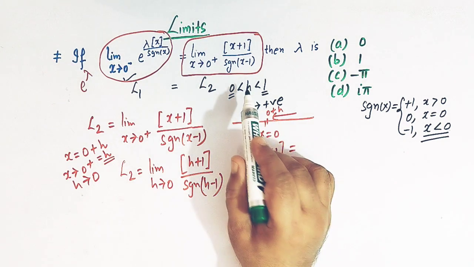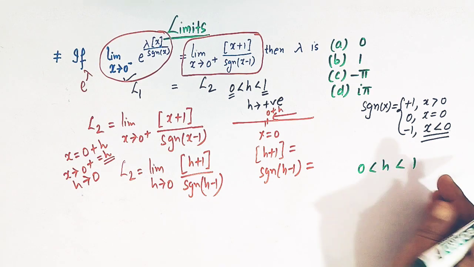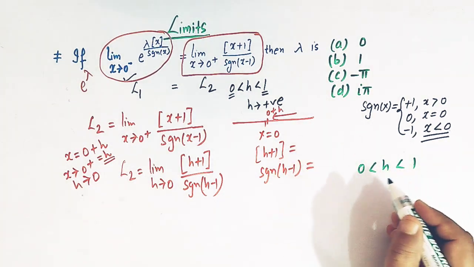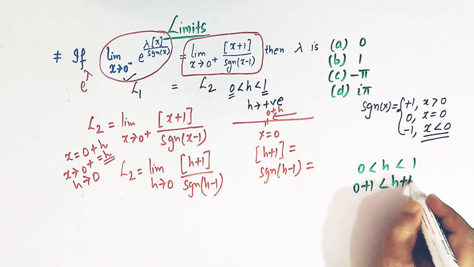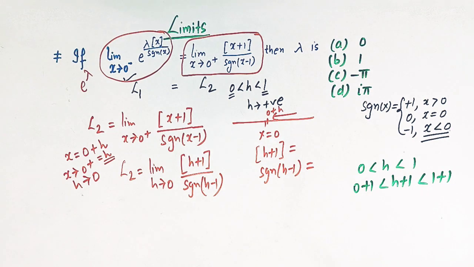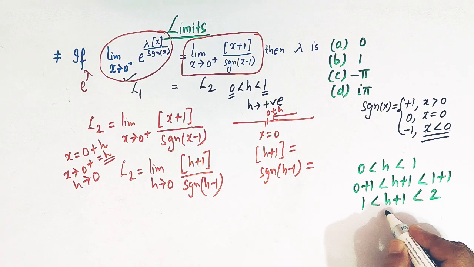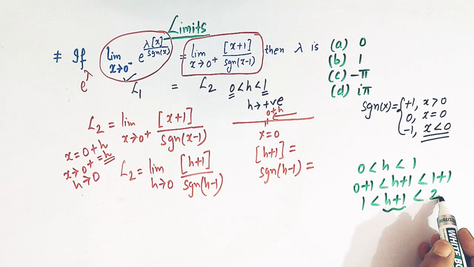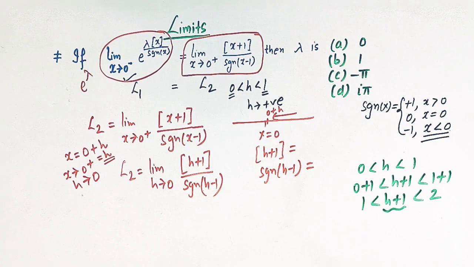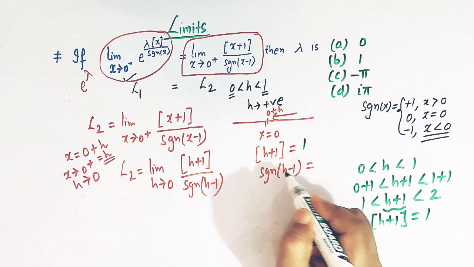Now see, we have h lying between 0 and 1. If we add 1 throughout, this inequality becomes 0 plus 1, here we have h plus 1, and here we have 1 plus 1. So this is 1, here we have h plus 1, and here we have 2. This inequality reveals that h plus 1 lies between 1 and 2, and by the definition of the greatest integer function, the value of the greatest integer of h plus 1 is equal to 1. So here we have 1.